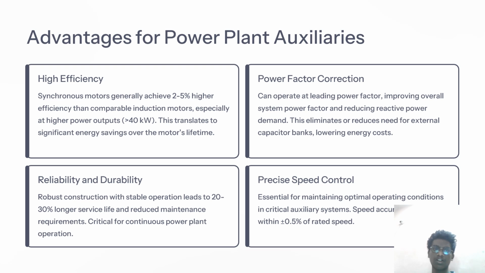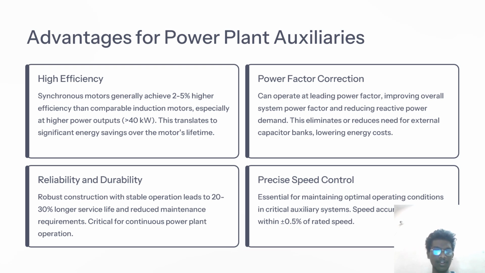Advantages for power plant auxiliary: high efficiency, power factor correction, reliability and durability, precision control. High efficiency: a synchronous motor generally achieves 2 to 5% higher efficiency than a comparable induction motor, especially at higher power output above 40 kW. This translates to significant energy savings over the motor lifetime. Power factor correction: it can operate at leading power factor, improving overall system power factor and reducing reactive power demand. This eliminates or reduces the need for external capacitor banks, lowering energy cost.